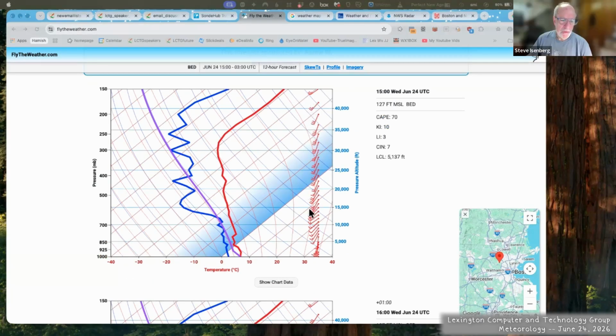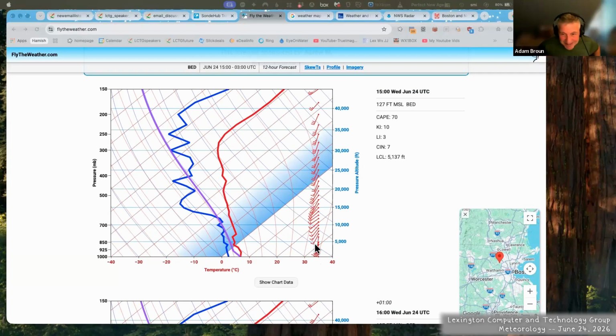And this is the wind information at those different levels here. Exactly. The one I'm showing right here is coming out of the south-southwest at about 15 knots. Perfect. You've been paying attention.